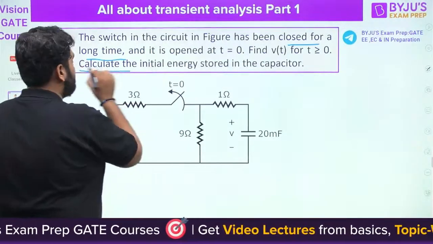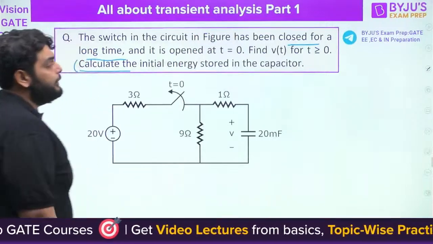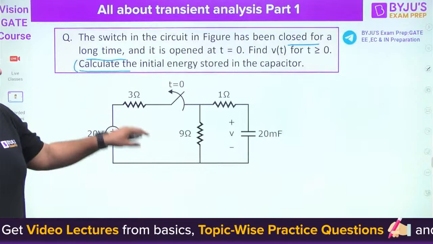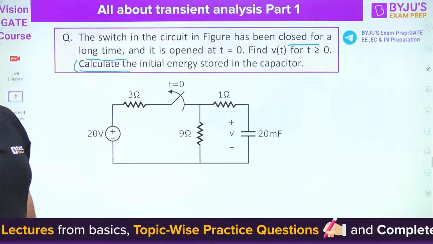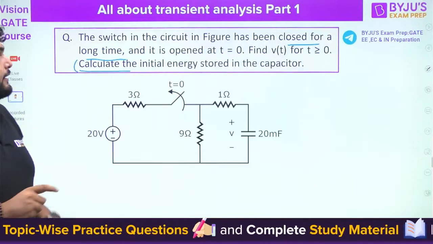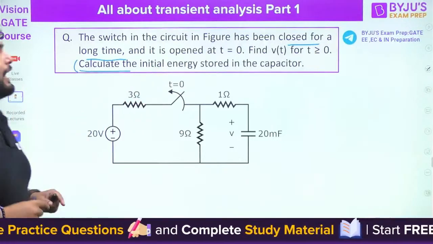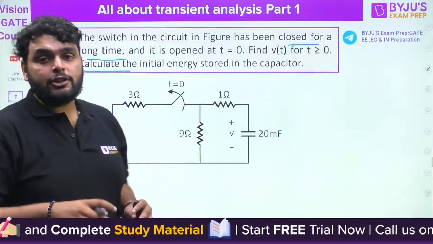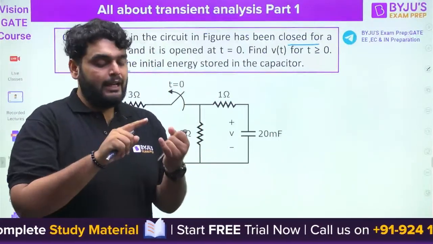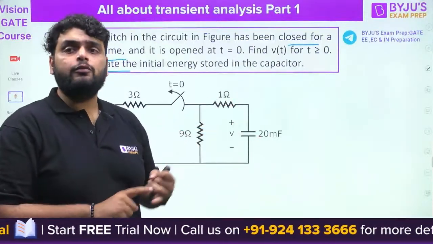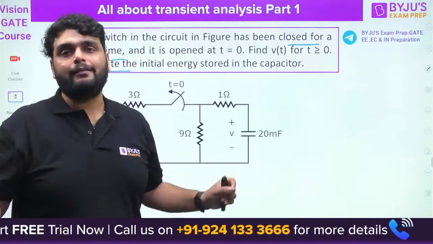Calculate the initial energy, we will see that later; first let's look at this. Find Vt for t greater than 0. Now first of all, observe the circuit. The circuit looks like a first order circuit. So the first step is to find the initial condition. Since the initial condition is not given here, I need to find it. When we find the initial condition, we only find two things: inductor current and capacitor voltage. Here a capacitor is given, so we will find only the capacitor voltage.